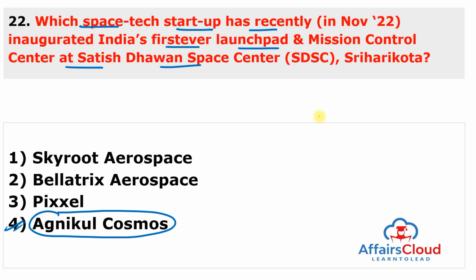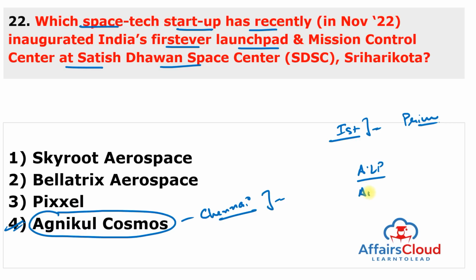So Agnikul Cosmos Private Limited, which is Chennai-based space technological startup, inaugurated India's first ever launchpad that is designed and operated by a private player at Satish Dhawan Space Center, Sriharikota. It has 2 sections including Agnikul Launchpad and second is Agnikul Mission Control Center. And the facility was inaugurated by S. Somnathji, who is currently the chairman of Indian Space Research Organization, and designed by Agnikul and executed in support of ISRO and InSpace. InSpace stands for Indian National Space Promotion and Authorization Center.